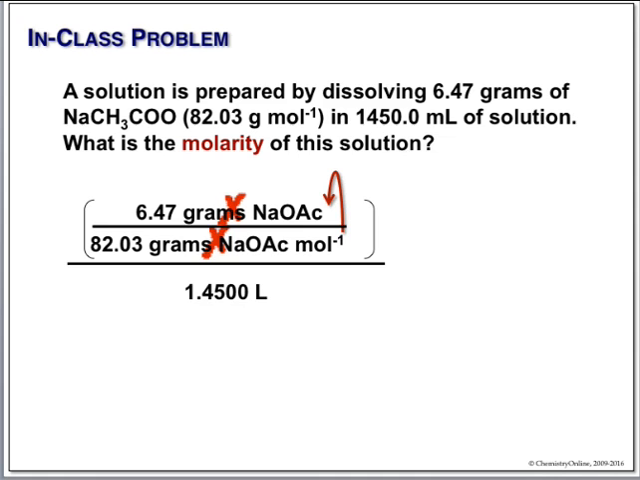Simply take 6.47 divided by 82 divided by 1.5. We have 0.0544 moles per liter. Our solution is 0.0544 molar.